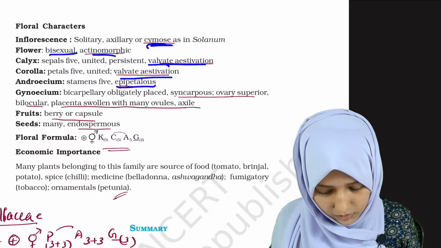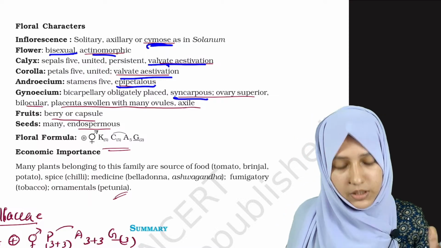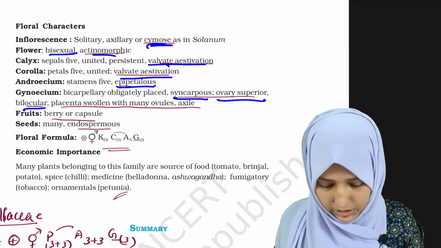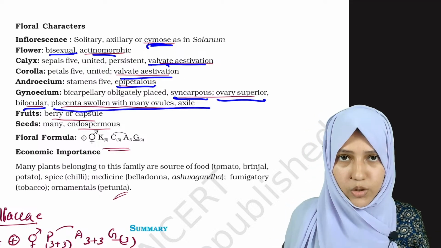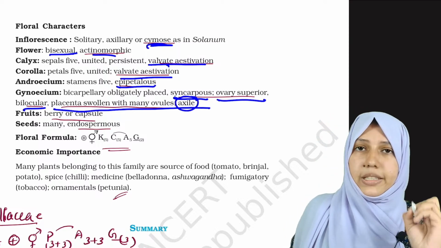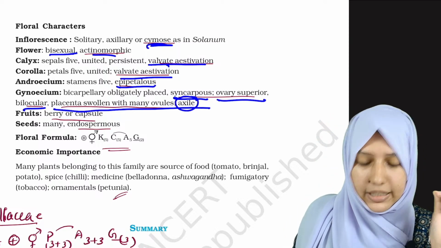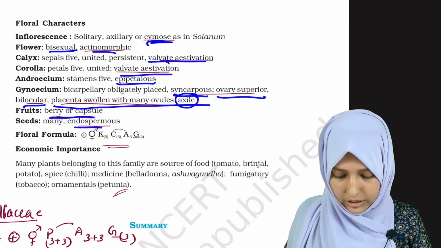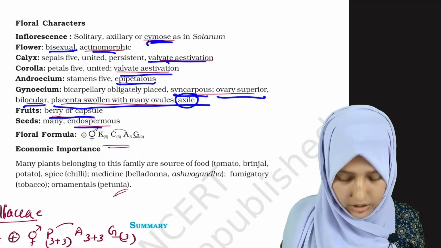Clear? And the gynoecium is syncarpous, which means fused, with a superior ovary, bilocular, which means two chambers are present, and a swollen placenta with many ovules, axile placentation. What is the placentation of the Solanum family? It is axile placentation. The fruit is a berry or capsule, with many seeds, and it is an endospermous seed.